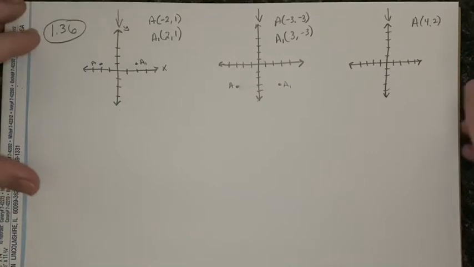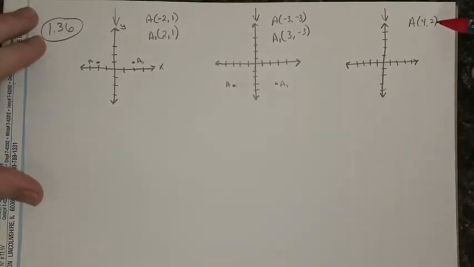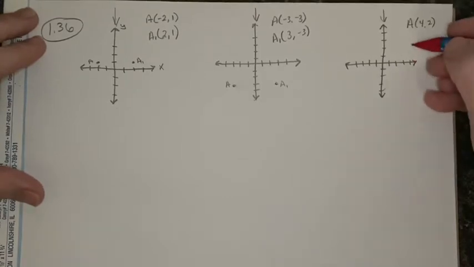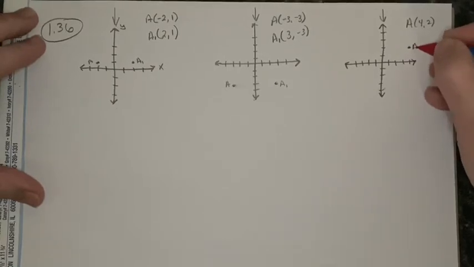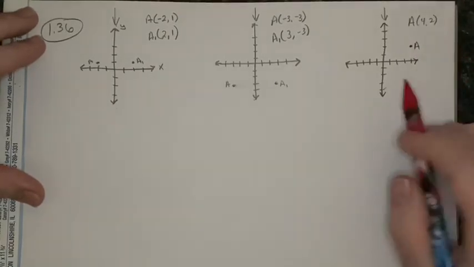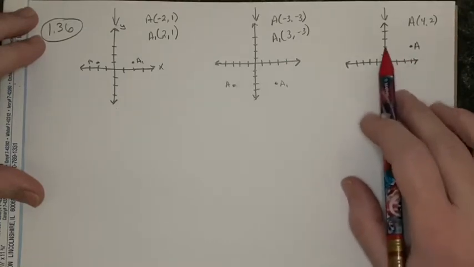Let's do one more. The next one was A at 4, 2. So a +4 on our x-axis and a +2 on the y-axis. Here's our point A. We want to find the mirror point. We know that this is 4 spaces away from our y.